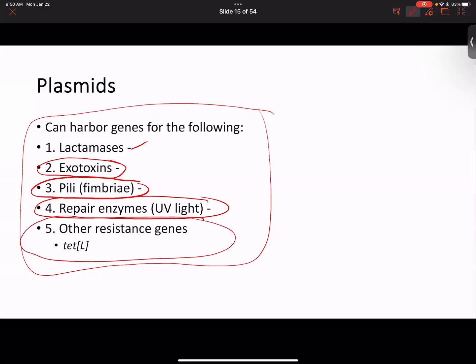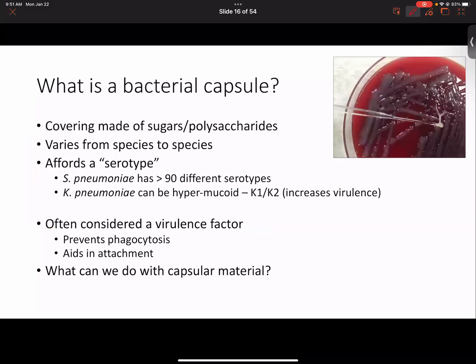And then a constellation of other resistance genes that we'll talk about, in particular the TET genes. The TET genes, of which I don't know how many there are now, just tons and tons of TET genes. These encode for efflux pumps. The majority are efflux pumps that bacteria can get a hold of to pump out antibiotics from the inside of a cell. The antibiotic isn't inside the cell where it needs to be because it got pumped out. It doesn't do us any good.